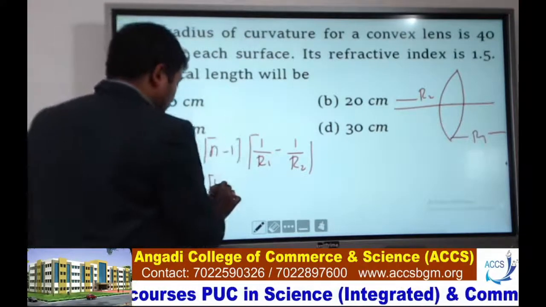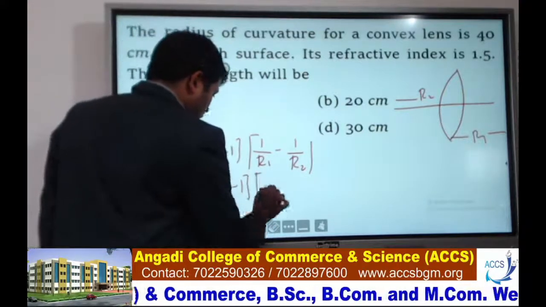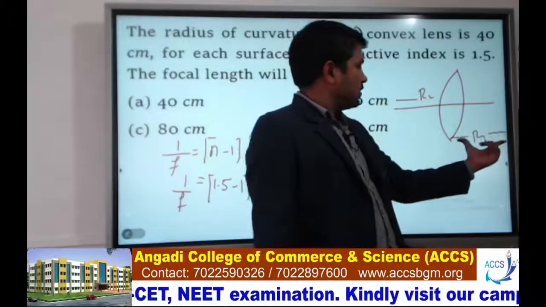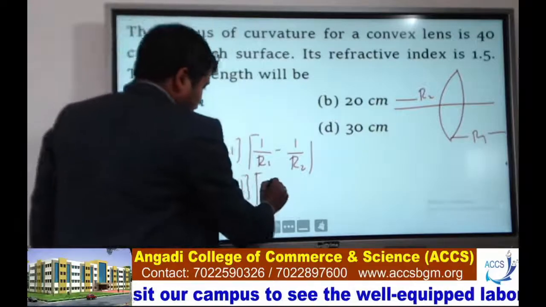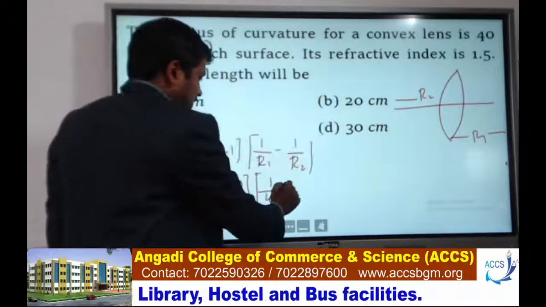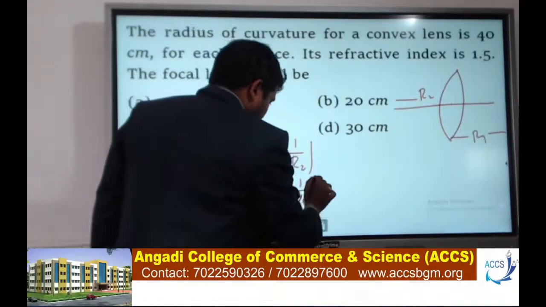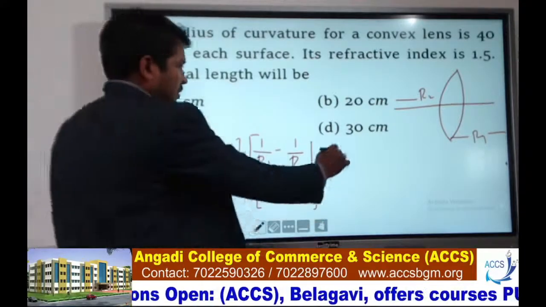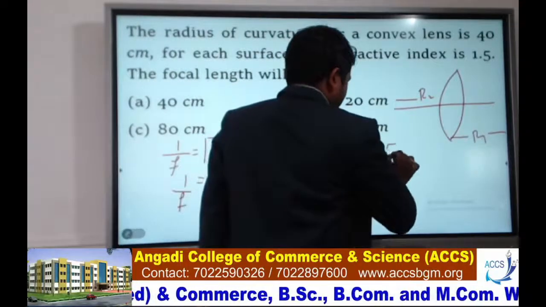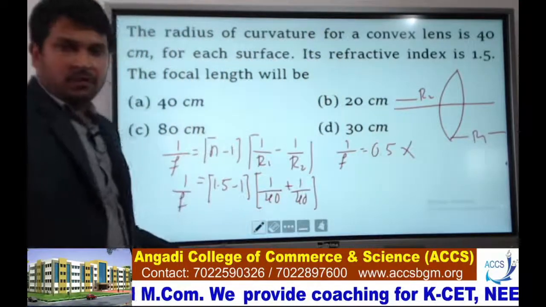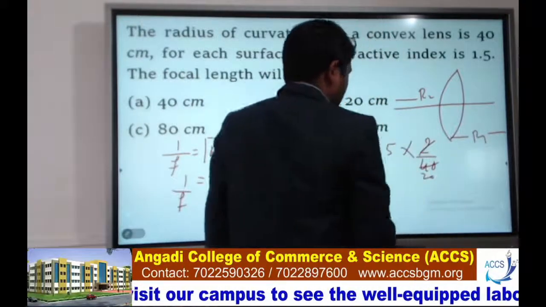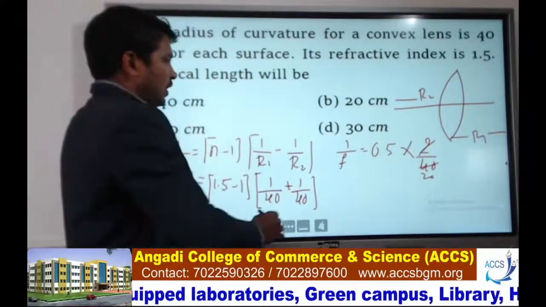Now remember the sign convention. Here the refractive index is 1.5 minus 1 into, according to Cartesian sign convention, this side is positive, so 1 by 40, and this side is negative, minus into minus, that is plus 1 by 40. Now 1 by f equals 0.5 into, taking LCM 40 and 2, that is 2 divided by 40, which is 1 by 20.